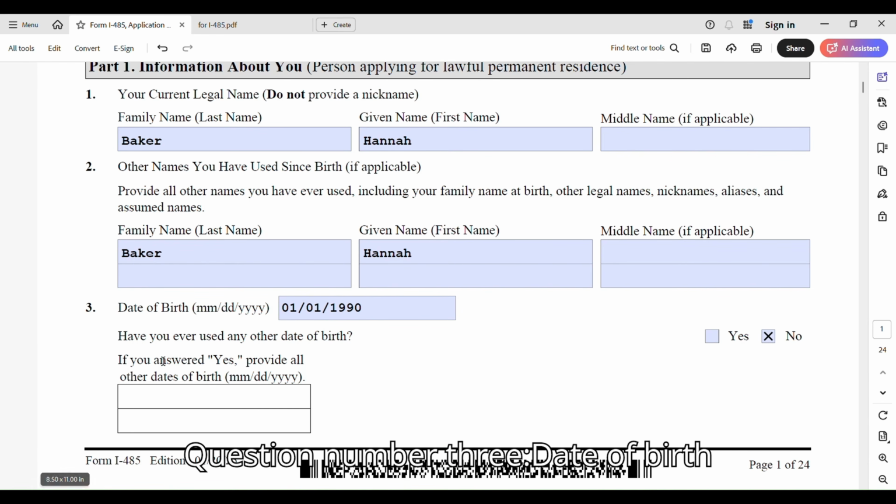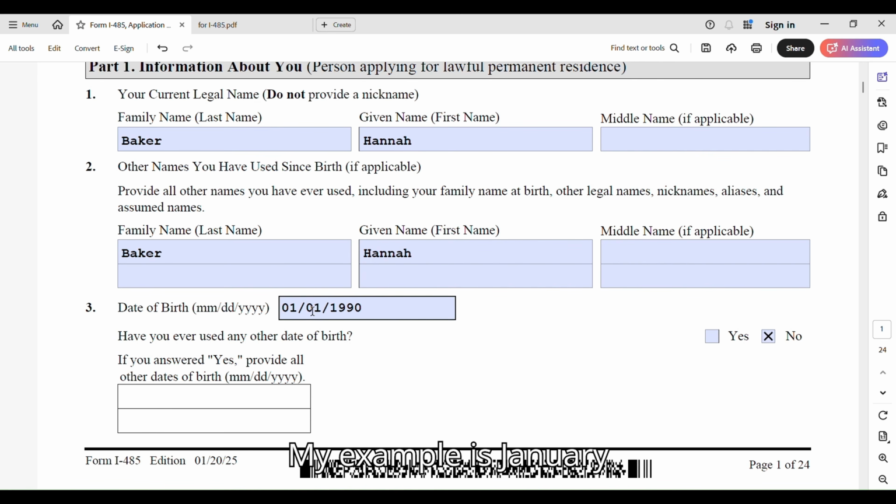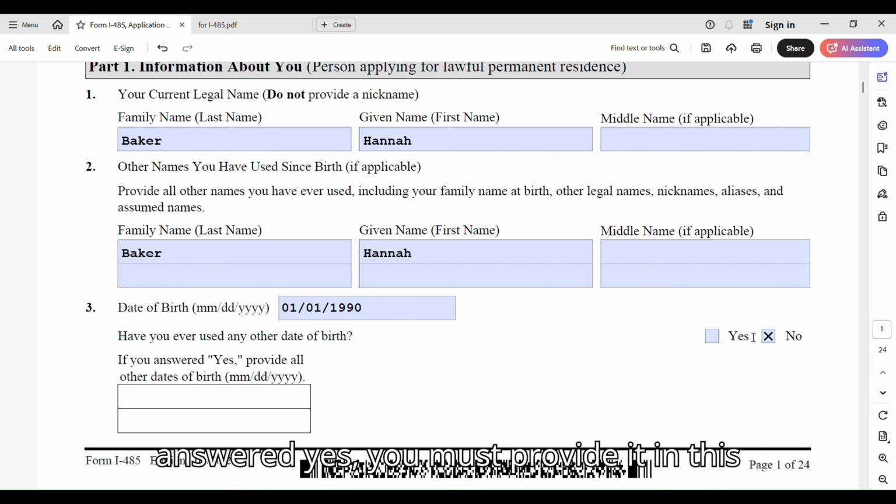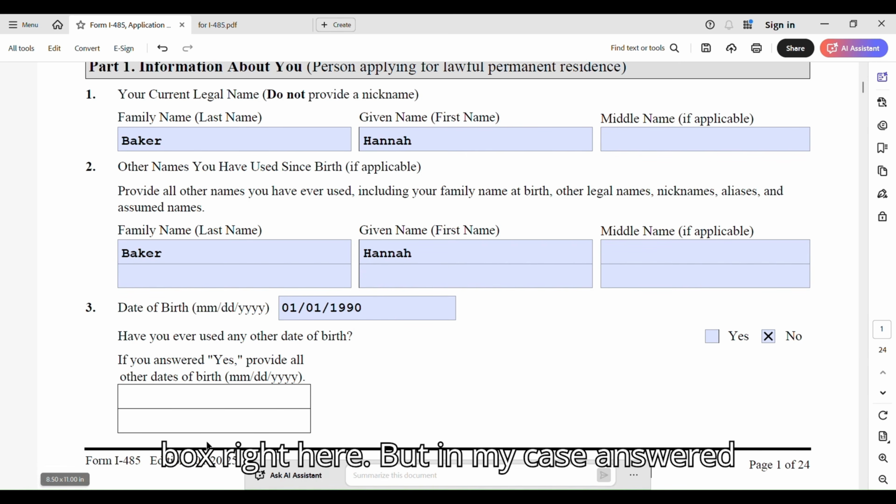Question number 3, date of birth in the format month, day, and year. My example is January 1st, 1990. Have you ever used any other date of birth? In my case, no. If you answered yes, you must provide it in this box right here. But in my case, I answered no.